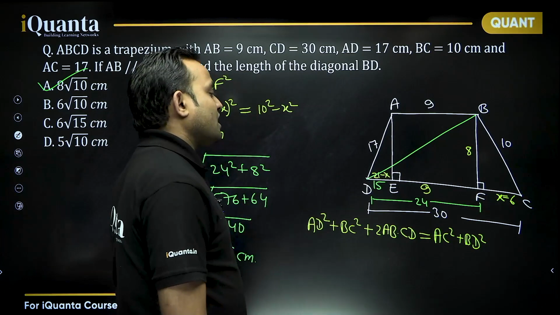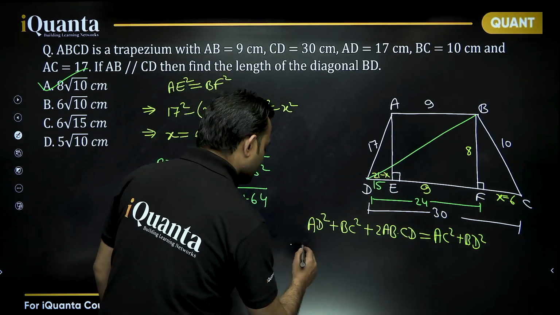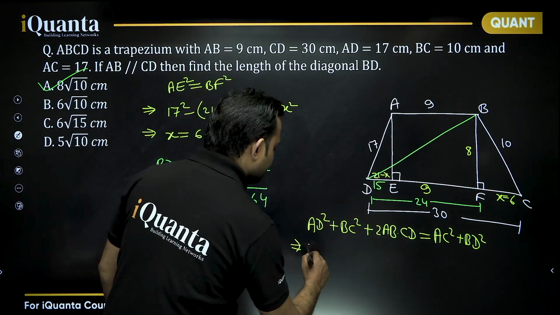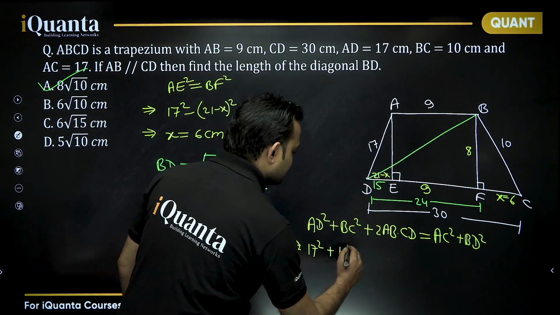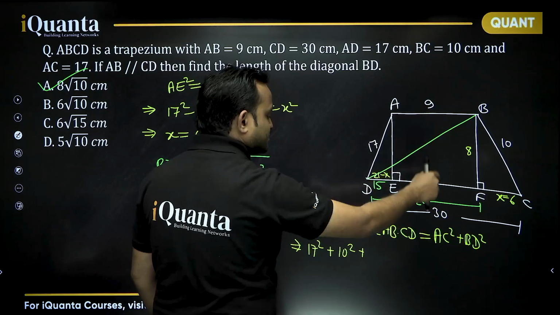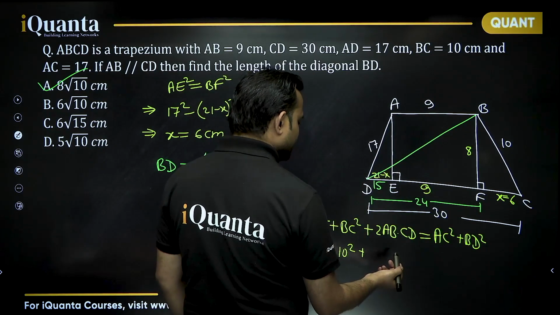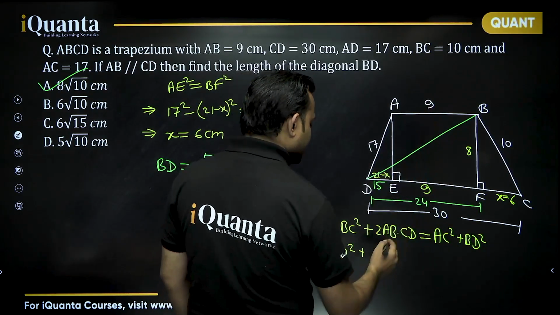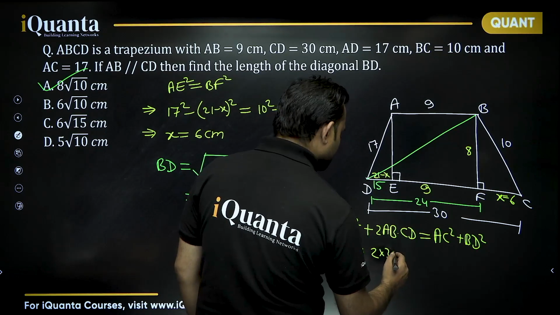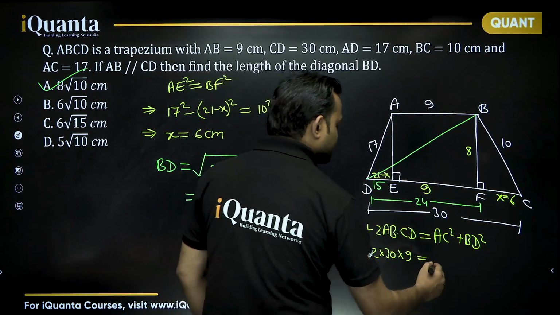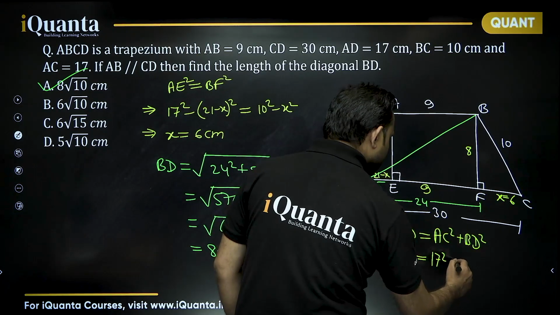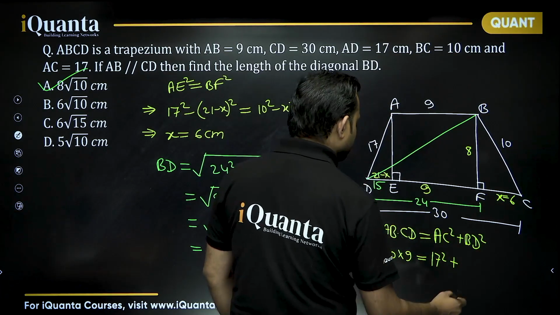Okay. Now, if you use this here, what do we get? AD is 17, so 17 square, BC is 10, and AB into CD, so this will become 30 into 9 into 2. So 2 into 30 into 9 is equal to AC square, which is 17 square, plus BD square.